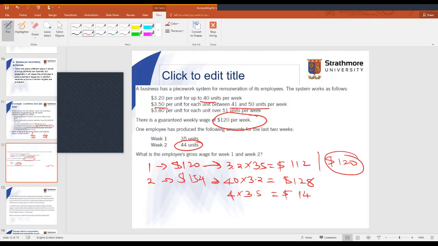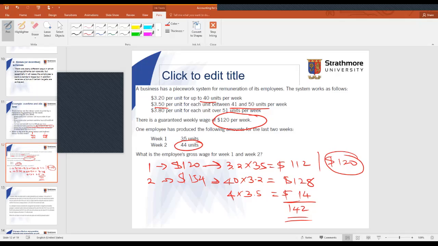Therefore, the sum total of the pay to the employee will be equal to how much? $142. $142, okay. That's it, $142 is the pay to the employee for week 2.